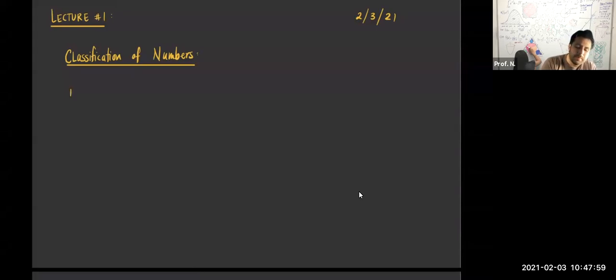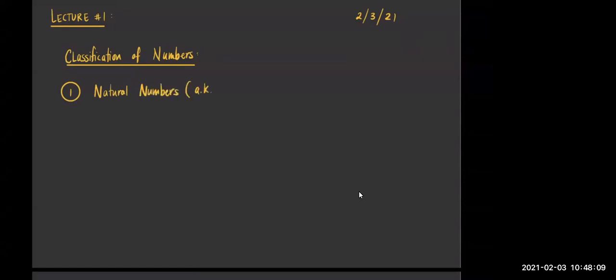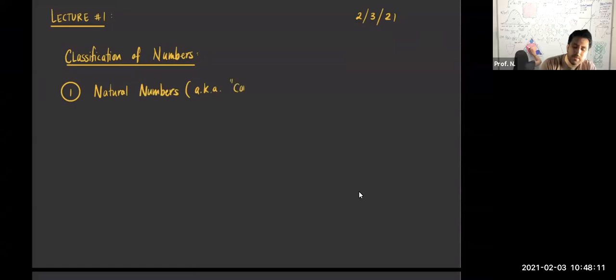So the first one are what are called the natural numbers. AKA, they're called the counting numbers, right? Because these are numbers that we've learned throughout the years, and we usually learn them through counting. So what are they? They are 1, 2, 3, dot, dot, dot, so on and so forth. Those are our natural numbers, counting numbers.